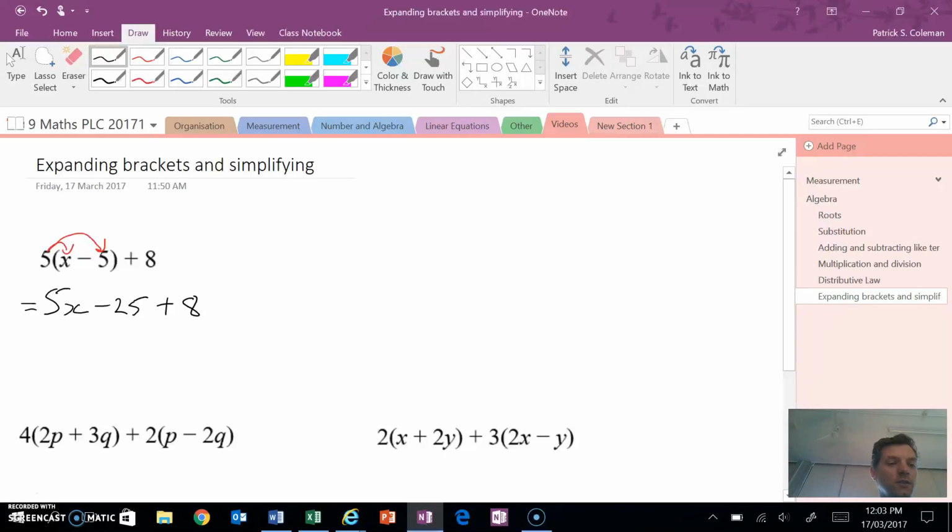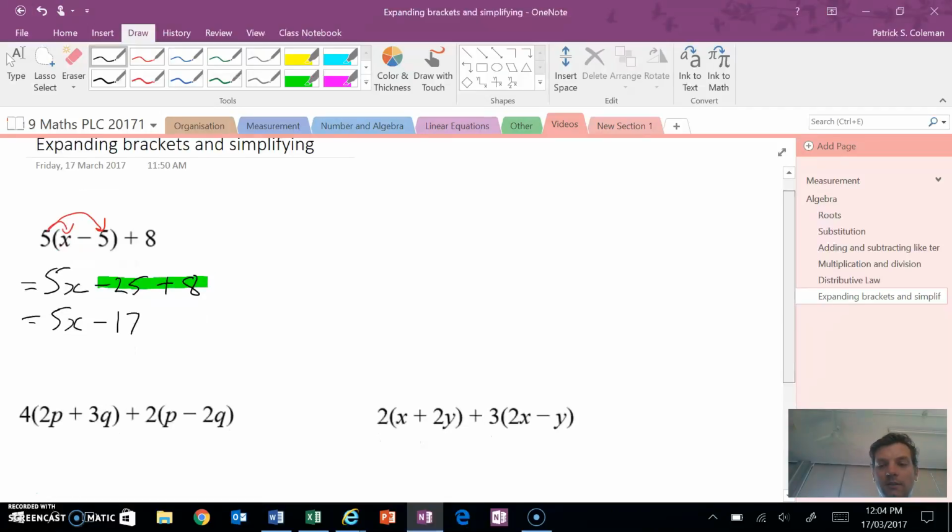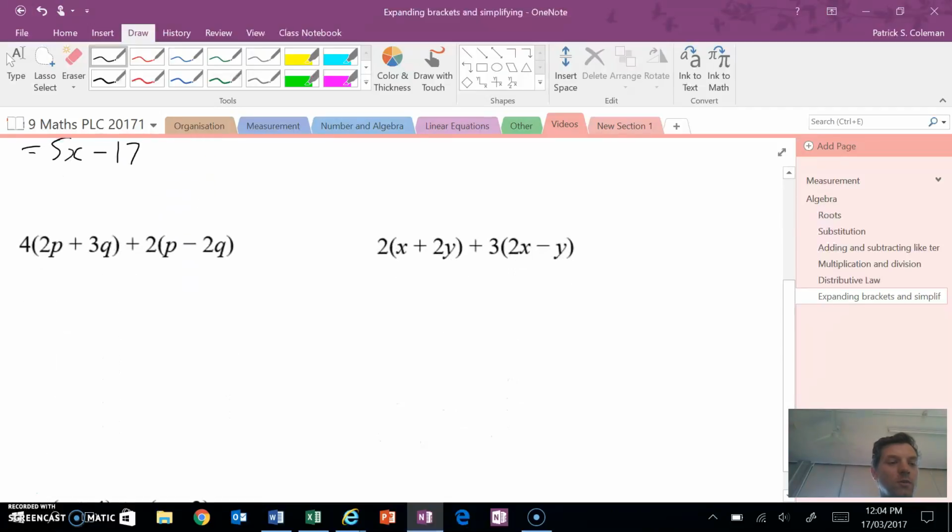We can collect the like terms, in which case there's only one x term here, and then we can simplify our -25 plus 8. So we're left with 5x minus 17. And that's all we need to do for that one. Let's have a look at a little bit more complex ones.